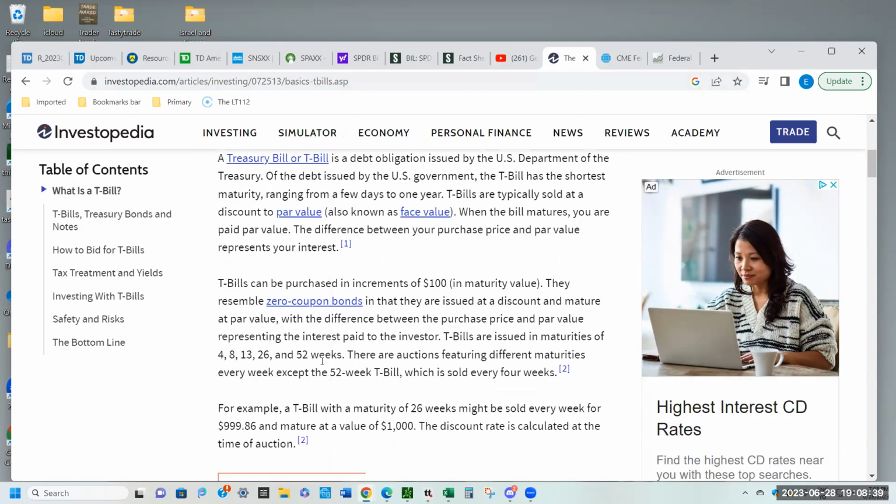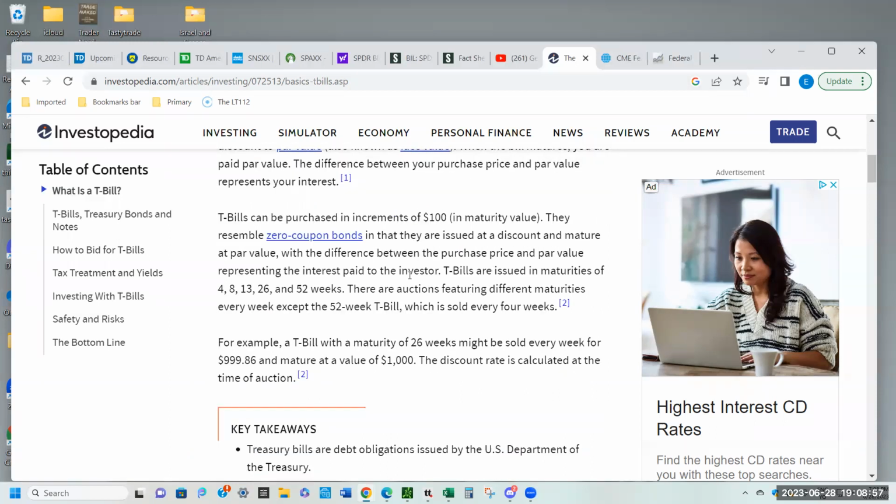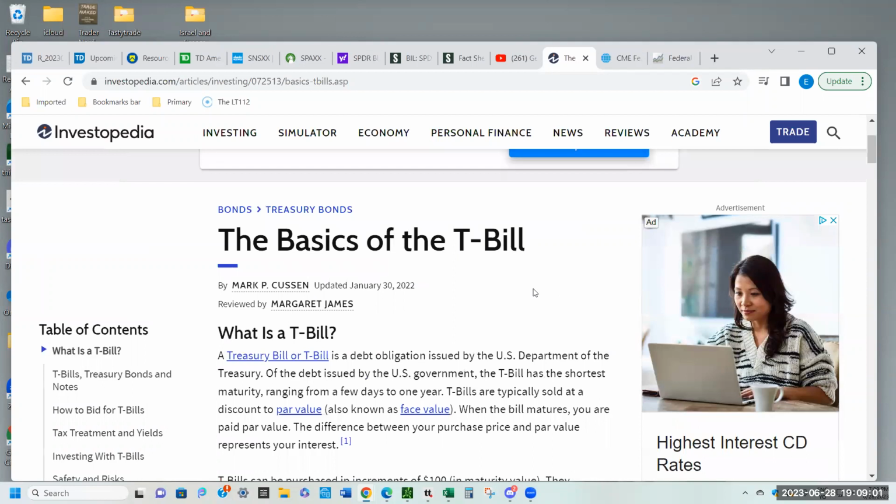So it's a direct obligation of the U.S. government. The government directly guarantees it. Things like FDIC insurance, SIPC insurance, other things like that are directly backed by the government, but they're not the government's direct obligation. So they guarantee it, but these are direct obligations of the U.S. government. Some people have asked why Tbills.